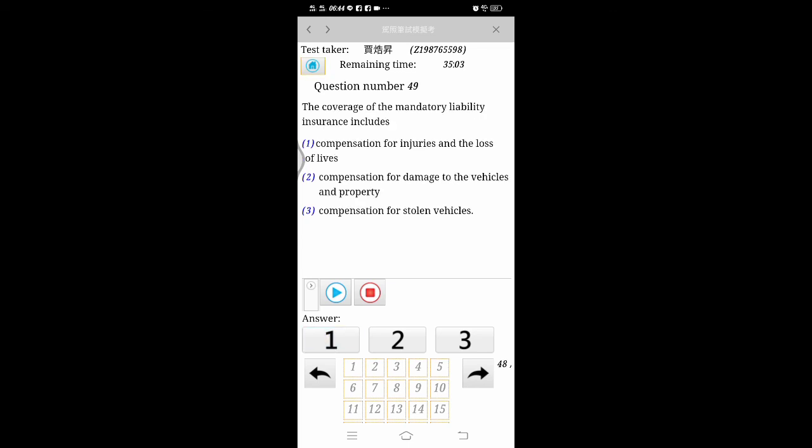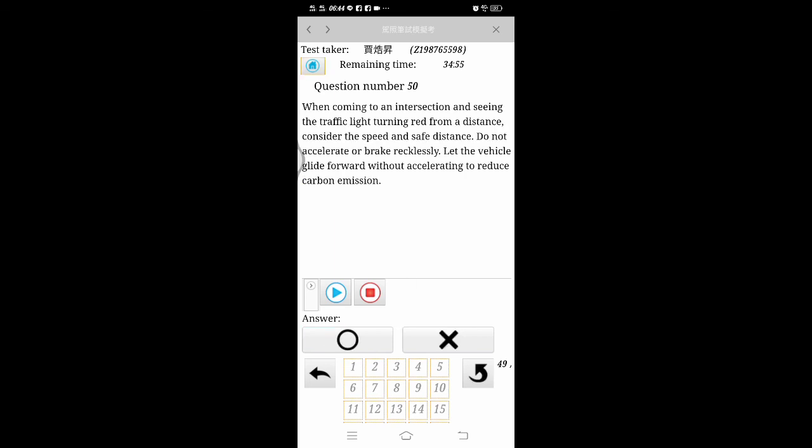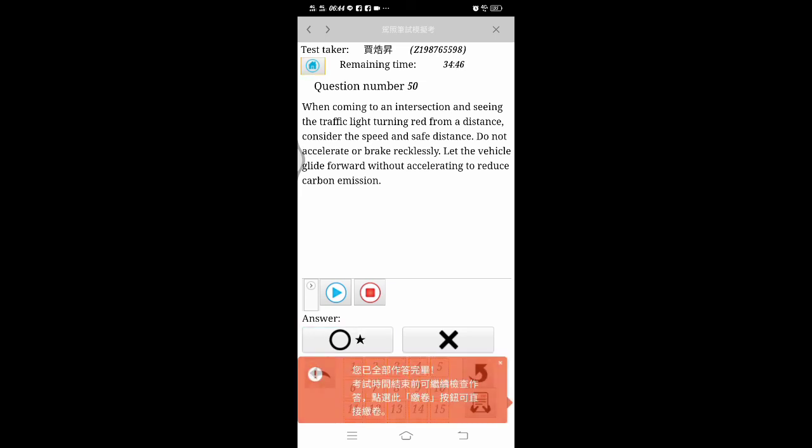2. The coverage of the mandatory liability insurance includes 1. Compensation for injuries and the loss of lives. 2. When coming to an intersection and seeing the traffic light turning red from a distance, consider the speed and safe distance. Do not accelerate or brake recklessly.